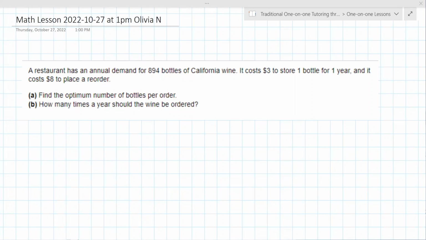Are you seeing my screen? I am. Okay. I think you're in OneNote or something. I'm just seeing the problem. Yeah. Okay. I couldn't tell if I had shared or not. It was unclear.